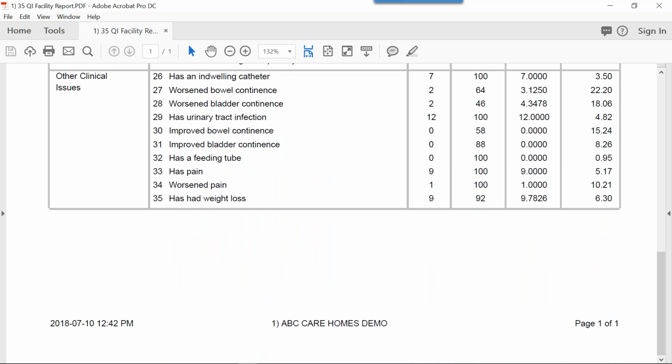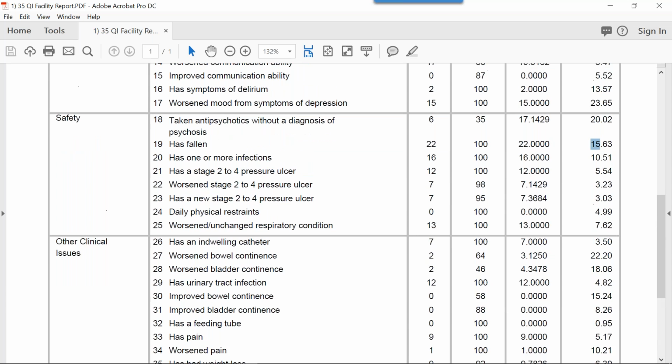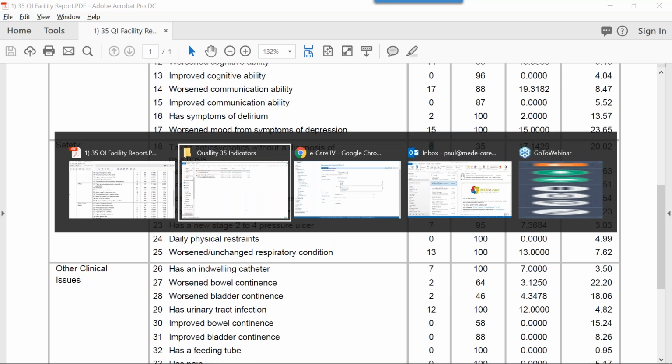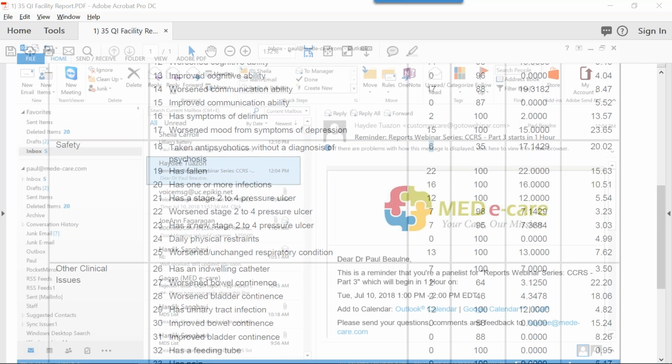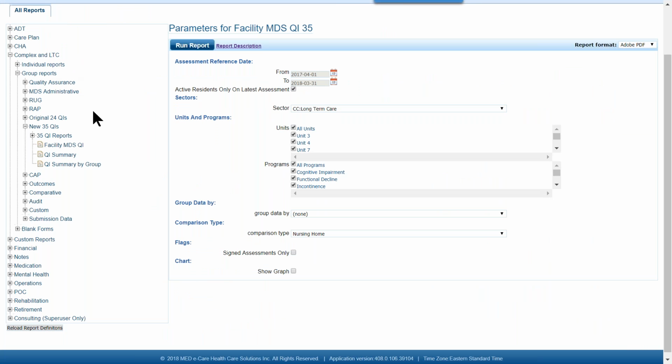So we've done this now and we see what's happening. I'm going to stay with the antipsychotics. That's this one right here. Remember, I had 6 people, 17%. It would be good to be able to find out who those 6 people are, okay? And again, in Medicare, what you would do is go to the next report under these 35 QIs.